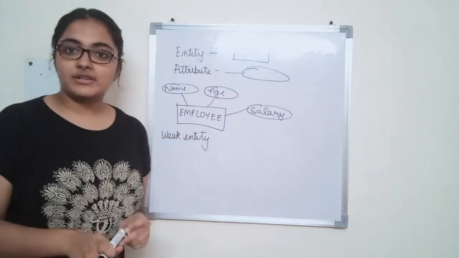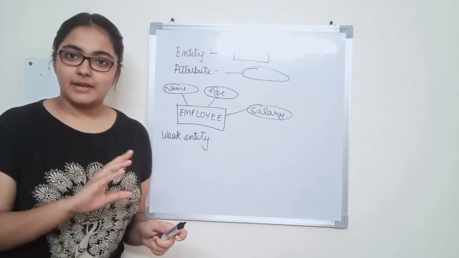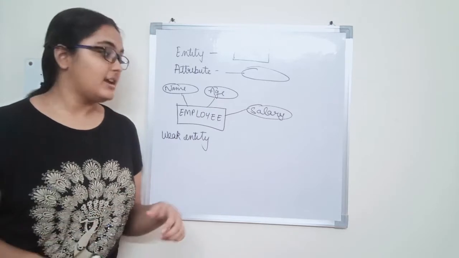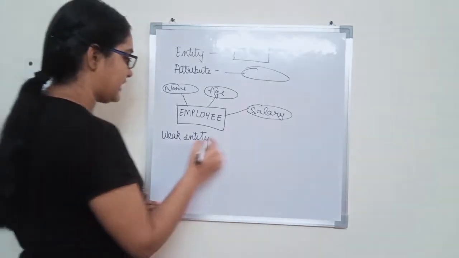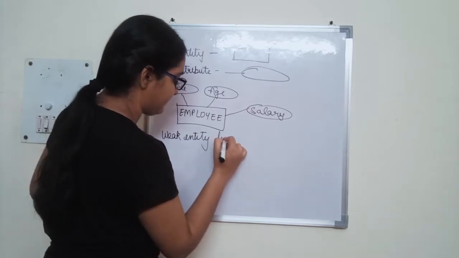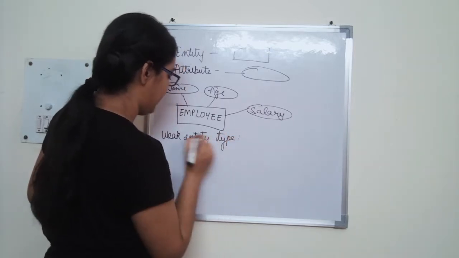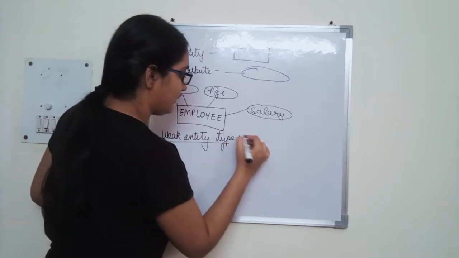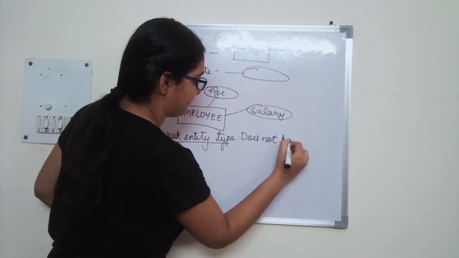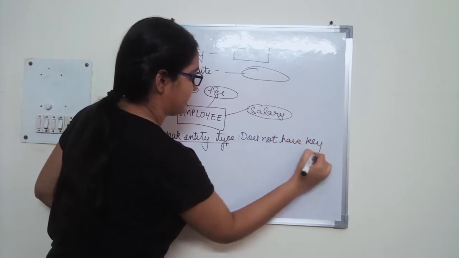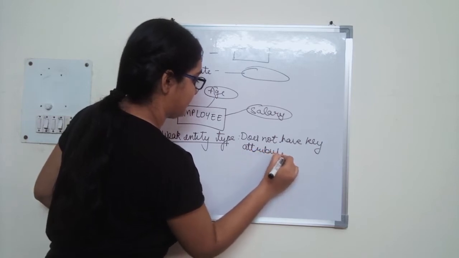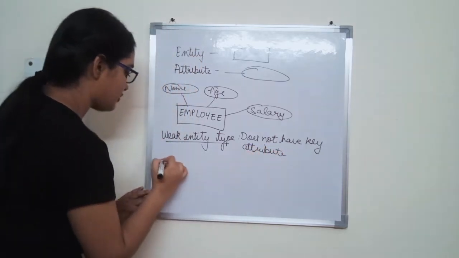So in this course, I may use entity and entity type interchangeably. So whatever is the concept, you can understand accordingly. So let me write. It is actually weak entity type. Weak entity type: it does not have any key attribute. And strong entity type.